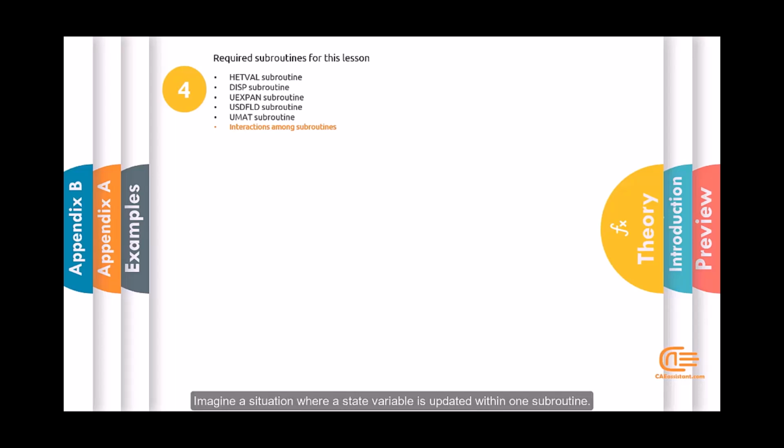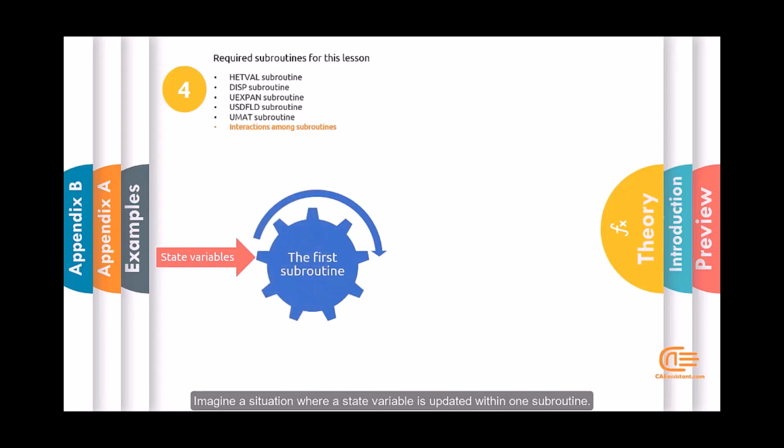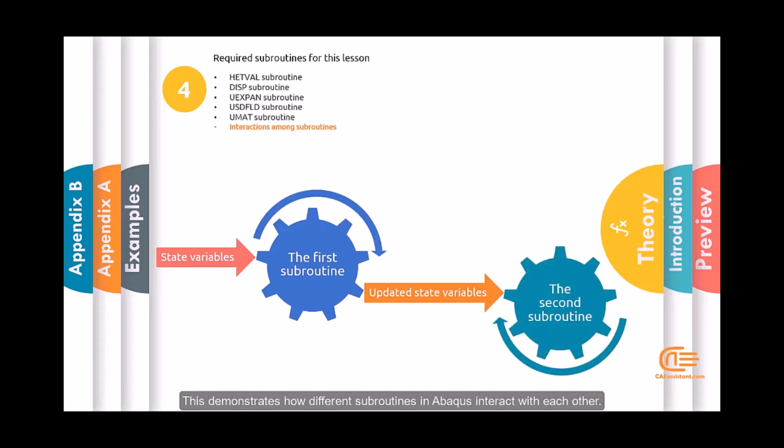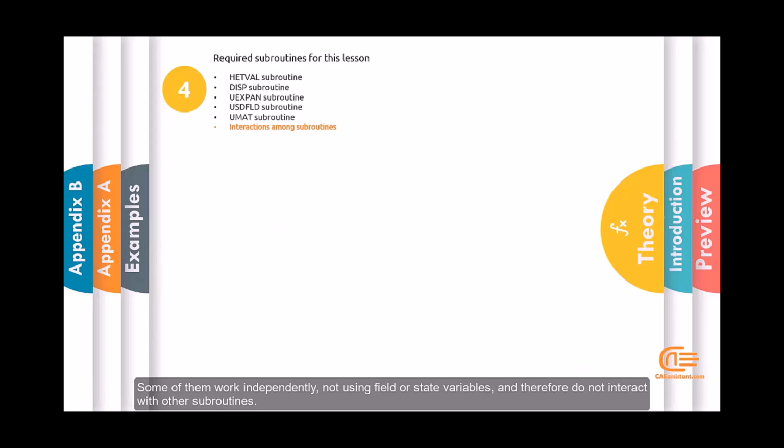It is very simple. Imagine a situation where a state variable is updated within one subroutine. Then the updated state variable is utilized or referenced in another subroutine. This demonstrates how different subroutines in Abaqus interact with each other. Note that this doesn't apply to all subroutines. Some of them work independently, not using field or state variables, and therefore do not interact with other subroutines. The Abaqus documentation details how its subroutines interact and the sequence in which they are called.